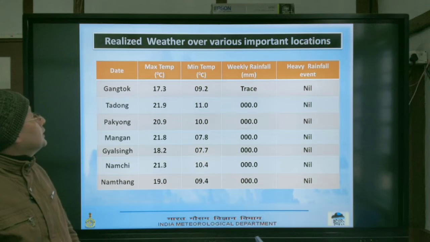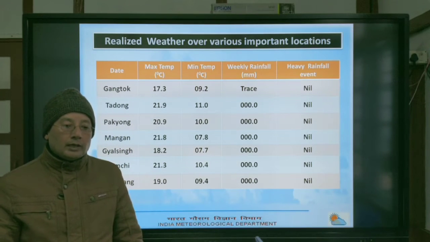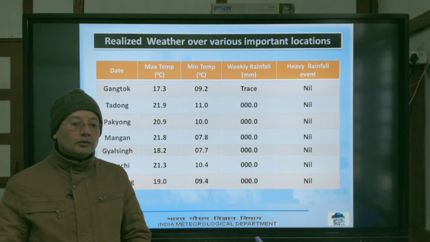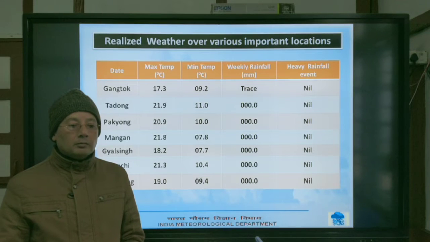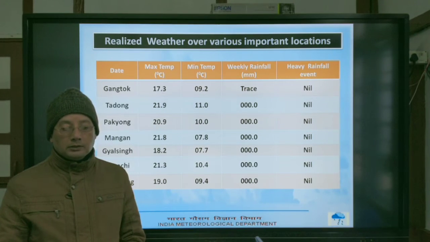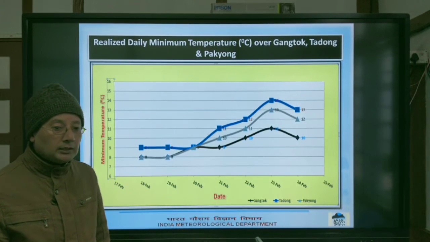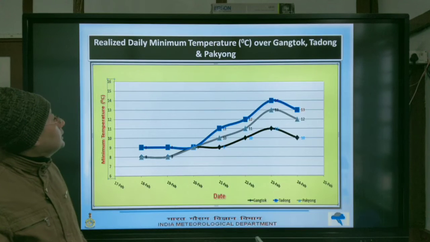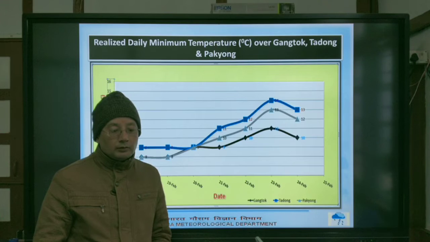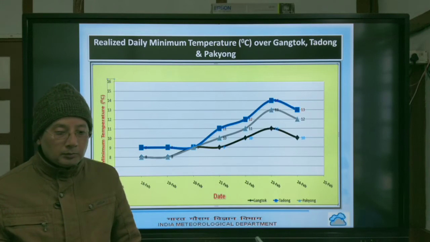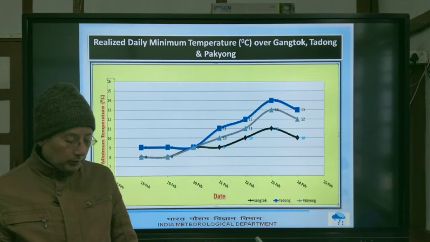Then we have realized weather over various important locations. We can see the highest maximum was recorded over Tadung, 21.9 degrees Celsius, and lowest minimum was recorded by Gazing, 7.7 degrees Celsius. Then we have realized daily minimum temperature in degrees Celsius over 3 stations, Gangtok, Tadung and Pakyong. We can see from the graph, there was a gradual rise in minimum temperature till 23rd and again a slight dip on 24th February.